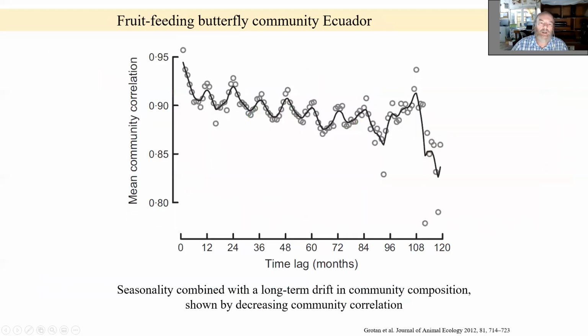You can also see there is a seasonality. So this is the community correlation. Every 12 months, that means the same month of the year, you get more similar community, and then over the 10 years, you see a slow drift of the mean community correlation. So basically, with the increasing lag in months, the community is drifting in species composition, but the mechanisms and reasons for that are really hard to find.